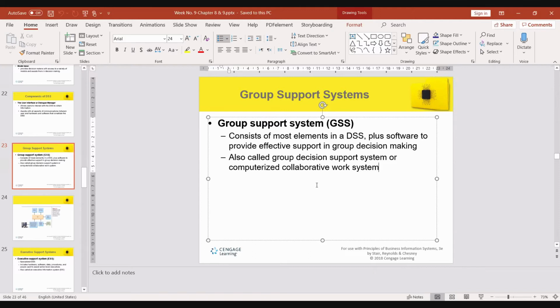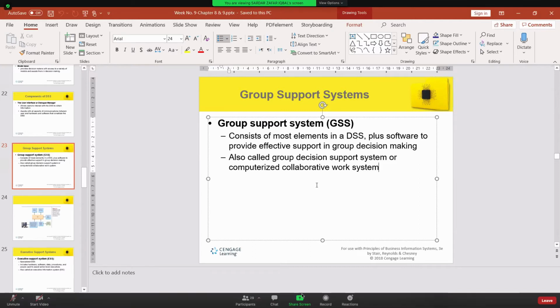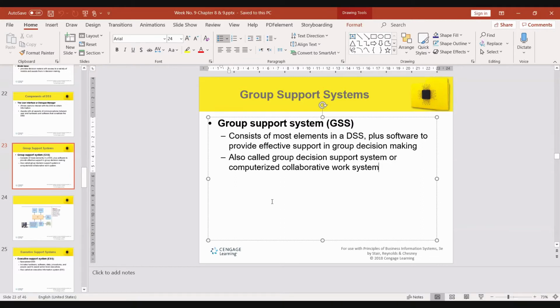Is that clear, guys? Yes. So this system is the same as DSS, but it's a little bit different. It's specific for the group support.